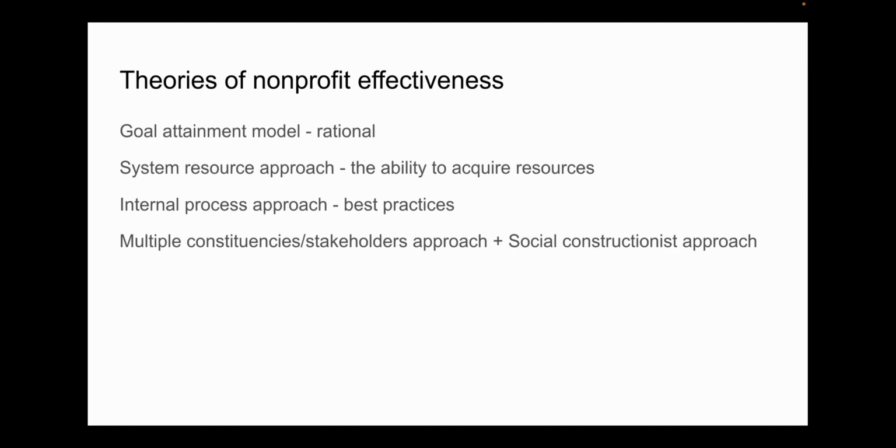All right, there are a couple of theories to explain nonprofit effectiveness. The first one is called the goal attainment model. That's more rational, right? You need to understand whether your practice can actually help you achieve the goals of the nonprofit organization. The second approach is the system resource approach, right? It is defined as the ability to acquire resources. You can define resources in a broader way, including financial resources, connections, social capital, as well as human capital, etc. And the third approach is the internal process approach.